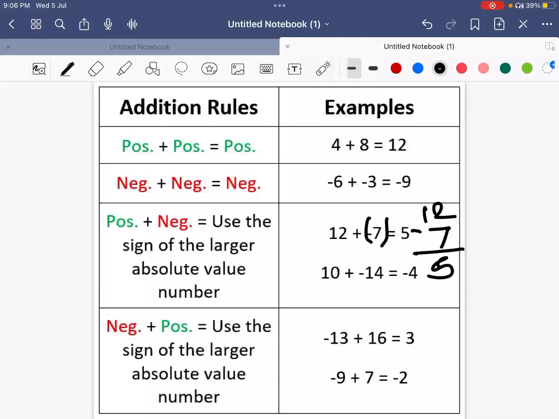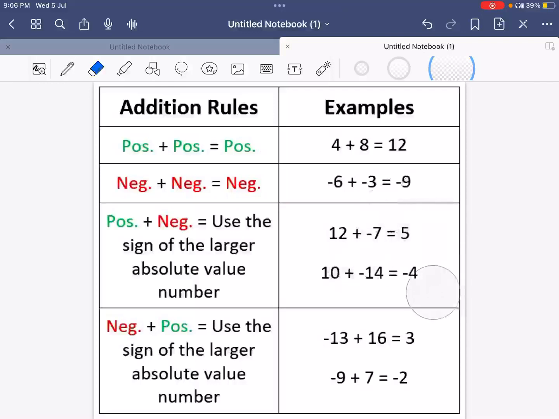And we have to give the sign of the bigger term. If you observe, 12 is bigger as compared to 7, so you have to write the sign of the positive one. So your answer is plus 5. So likewise, we have to solve the question.